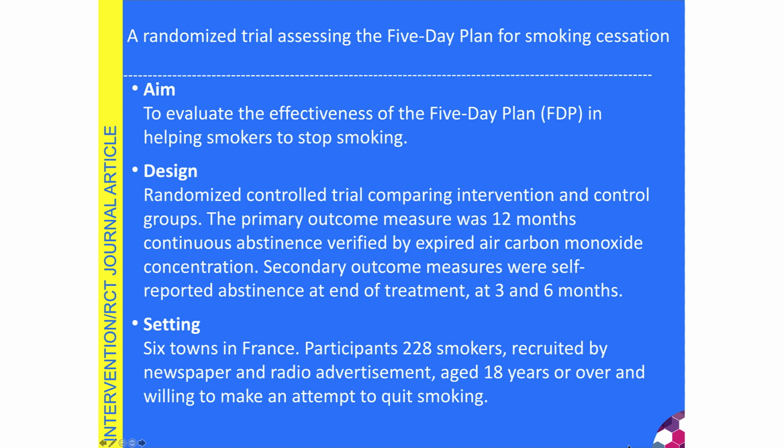So essentially they were looking at two types of absence of smoking or abstinence from smoking. One is at 12 months using an objective measurement device, a carbon monoxide monitor. And the secondary outcomes were self-reported, so they could lie potentially, reported absence or abstinence of smoking at the end of the treatment program and at 3 months and 6 months.